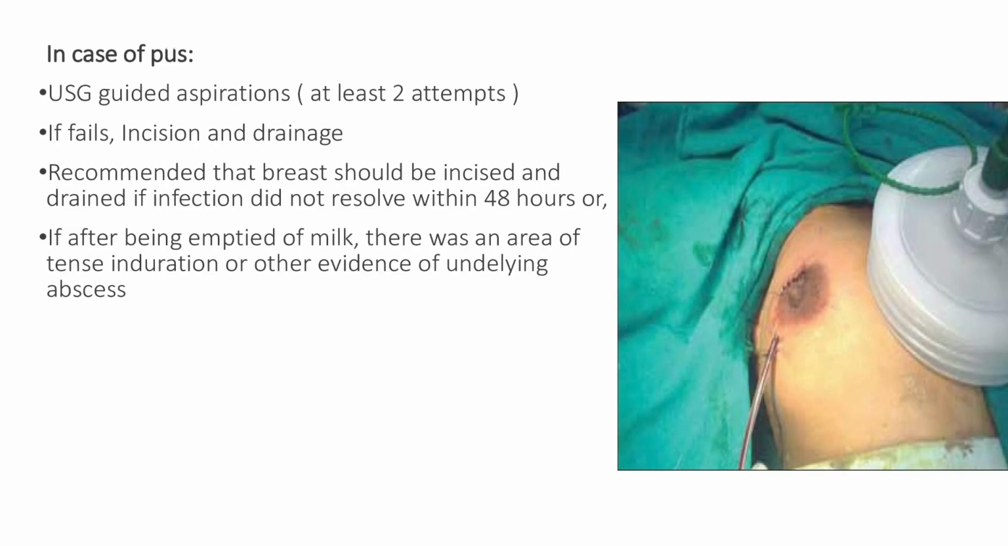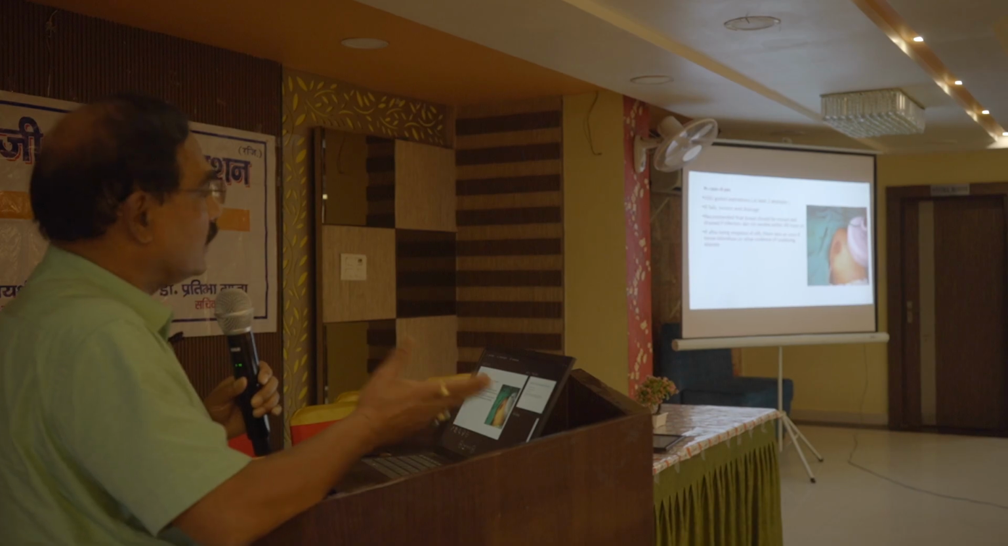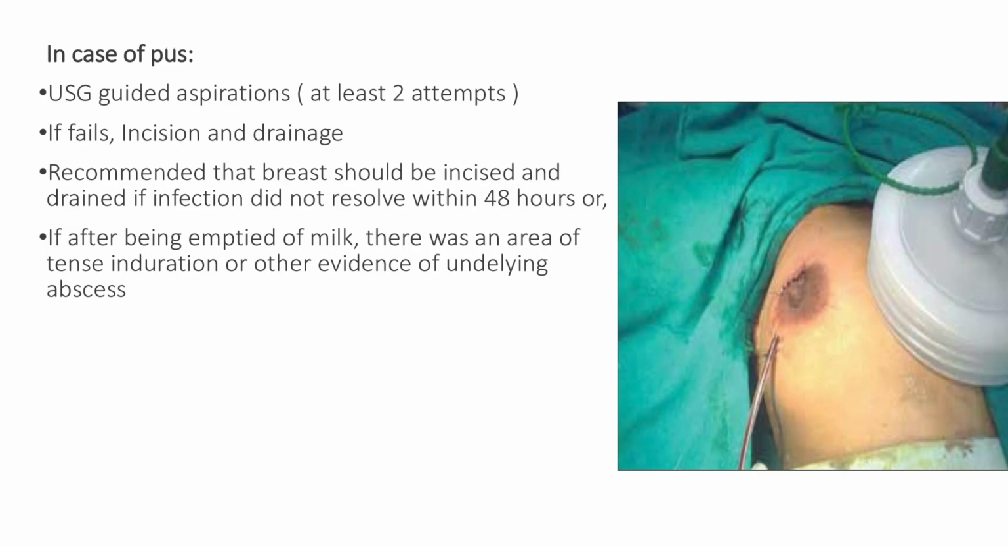In case of pus, once it is not subsiding with antibiotics alone, then you think of pus. You diagnose it either by ultrasound, or clinically: you will get fluctuation on the breast. If it is a small abscess, you can do aspiration, take out the pus, and give a good antibiotic, and that may subside. But mostly it doesn't subside. So once fluctuation is there and you feel it is a breast abscess, one should go for incision and drainage. That is the best treatment.